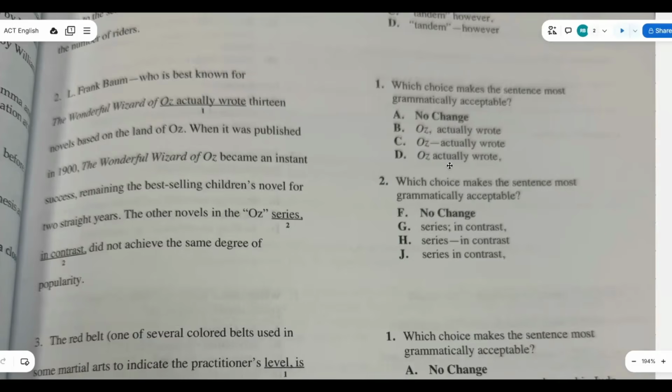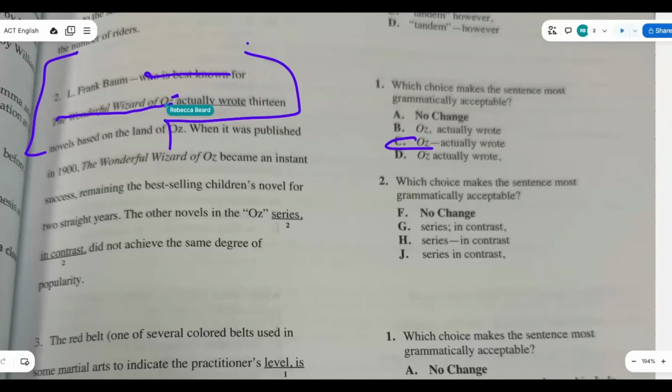So here is my big little hack. If you're testing for dashes and you skim the whole sentence and you see that there's already a dash in the sentence, I can bet big money that there's going to be a second dash, and the dash is going to be that answer, which is correct. But we'll test it real quick. So if we wrote a dash in for C, put a little dash right there, and then we scratch through the stuff between the two dashes, "The who is best known." Then we read it: Frank actually wrote 13 novels based on the Land of Oz. And that works beautifully. So that would be correct.